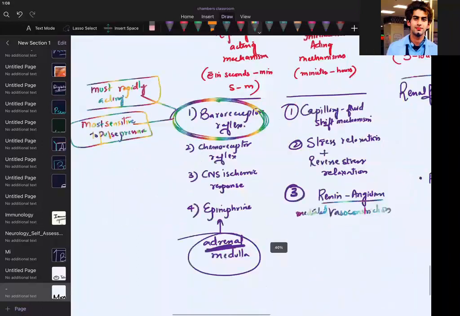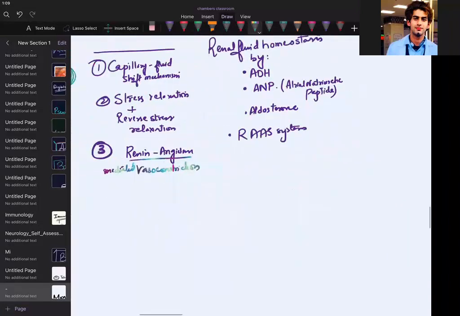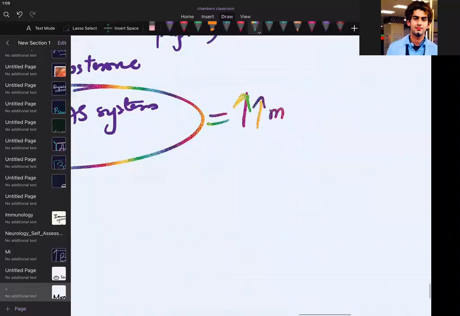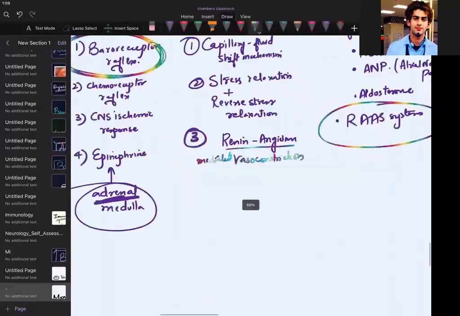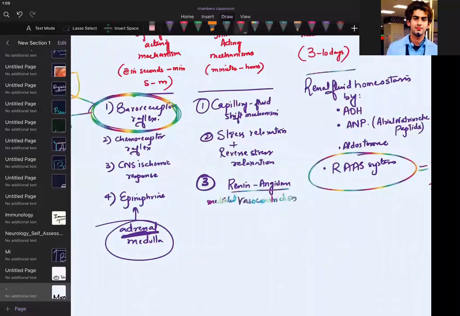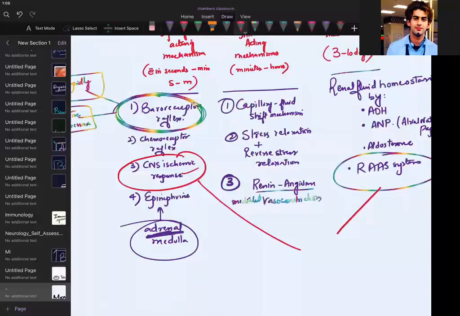Who will be responsible for increasing the blood pressure? If the blood pressure is falling, which system will be producing the maximum blood pressure increase? It will be RAS. This will increase maximum blood pressure. What is the next? CNS. If there is no option in the exam, max BP, then take this. So what is the first? This. If no option, then this: CNS ischemic response. I'm making life easy so that you remember.